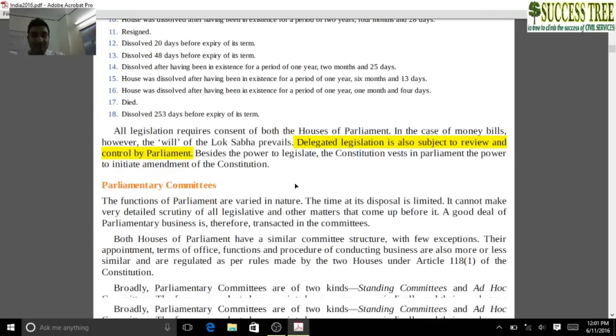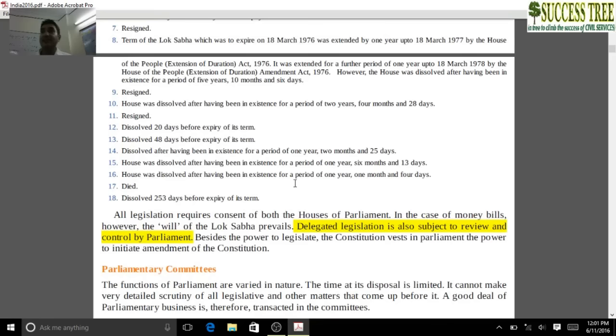Is delegated legislation subject to review and control by Parliament? Yes. What is delegated legislation? Delegate means to whom? To the government generally. Because the law is passed by the Parliament, but it doesn't describe each and every minute rule and regulation. So those become part of the delegated legislation, and that work is given to the bureaucracy, the government executives. So they take care of that.